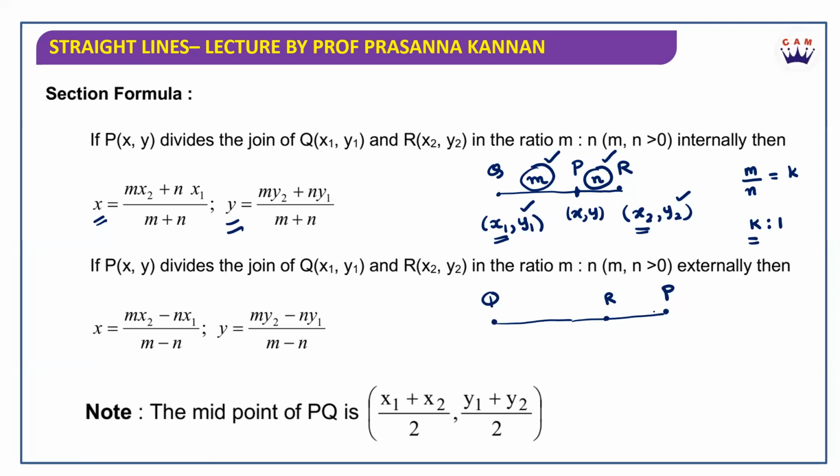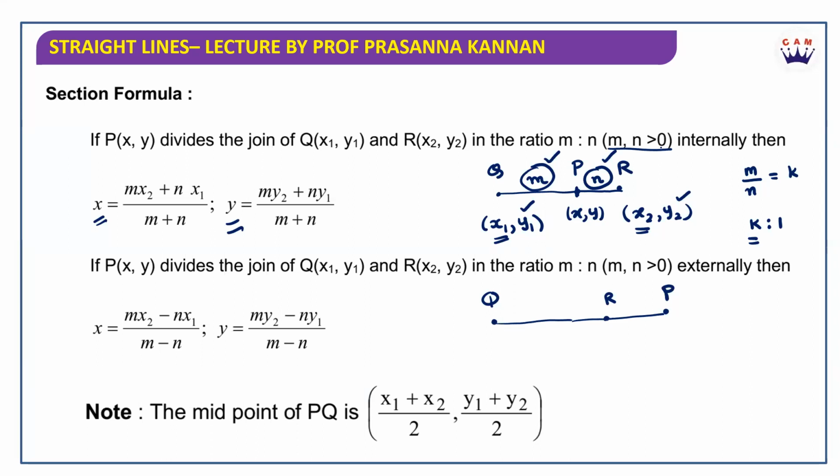Is it to the right of R or to the left of Q? It depends on which is larger. Here, of course, m and n both are greater than 0. And let us say m is more than n. In such a case, P will be closer to R than Q.